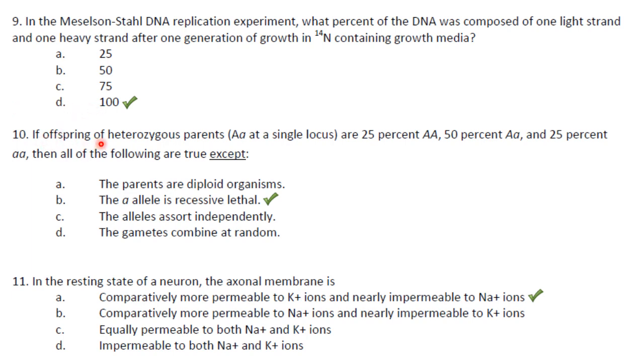Then next one. If offspring of heterozygous parents, capital A small a at a single locus, are 25% capital A capital A, 50% capital A small a and 25% small a small a, then all of the following are true except: the parents are diploid organisms. Yes. The A allele is recessive lethal. If that was the case, then you would not have got 25% small a. The alleles assort independently. Yes. The gametes combine at random. That is also correct. So the answer here is option B.